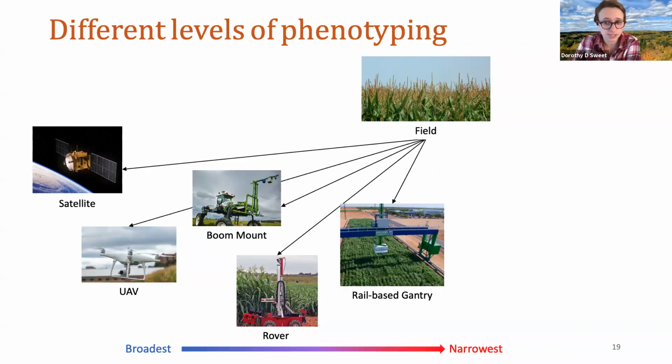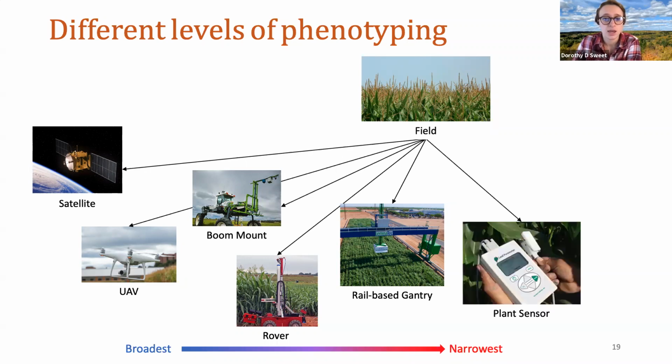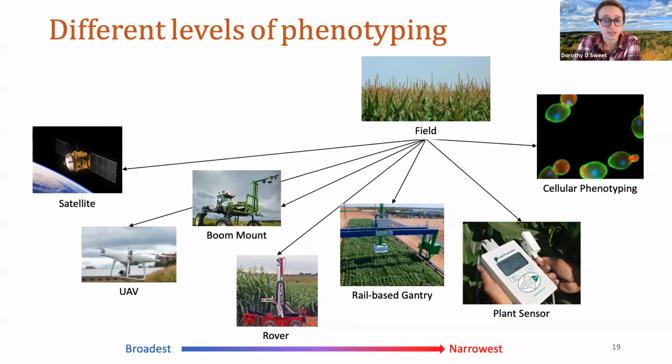A rail-based gantry system is a permanent location sensing system that has rails enclosing a small area of land, such as 2 or 3 acres. And a large sensor system can move back and forth over the area and collect data automatically. Then handheld plant sensors can collect data similar to those other systems, but usually only on a single leaf at a time, which can be very time consuming. And lastly, cellular phenotyping collects data on a cellular level, which greatly decreases the amount of different data that can be covered.